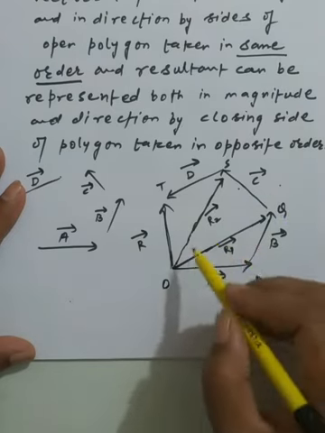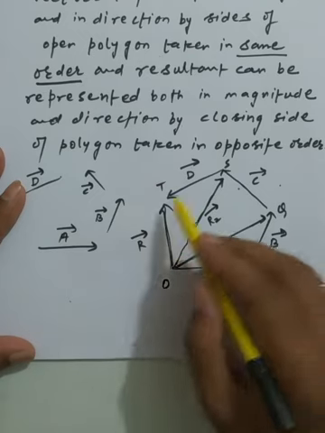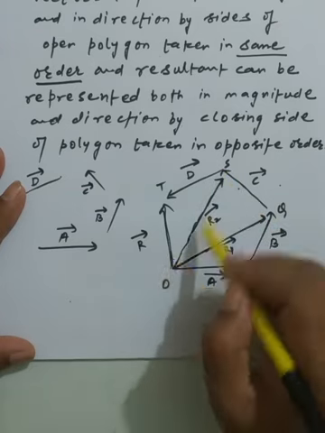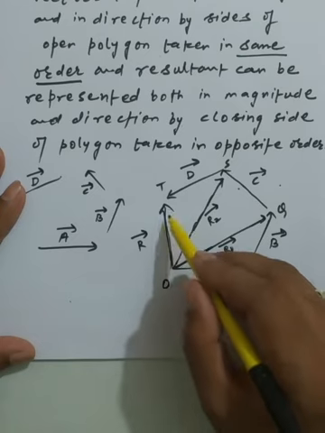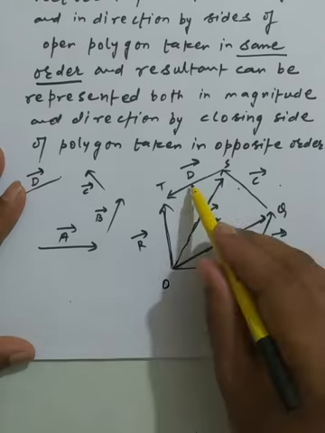And finally we get the resultant of the last triangle OST, in which we have OS and ST. These are the two vectors in the same order, and the resultant is represented by the OT vector, which is the last side of the polygon. So here we have the combination of R2 vector plus D vector.